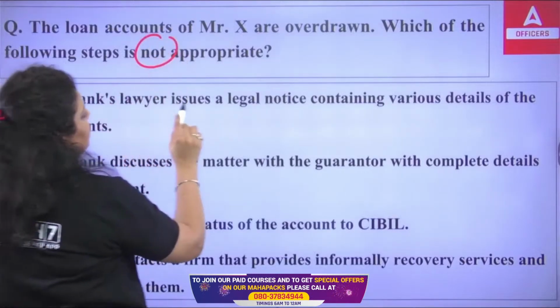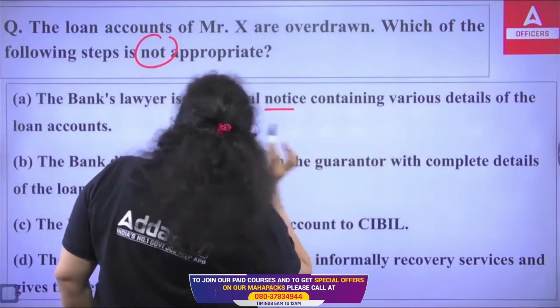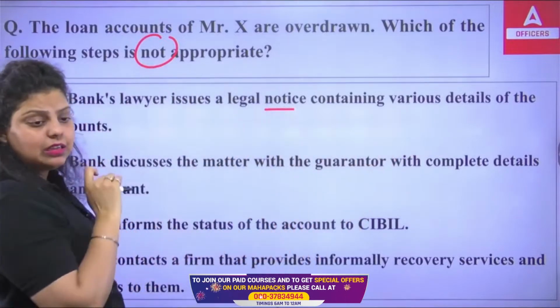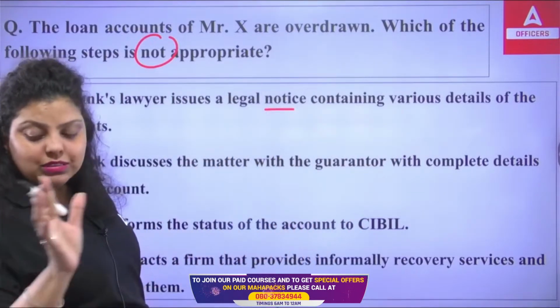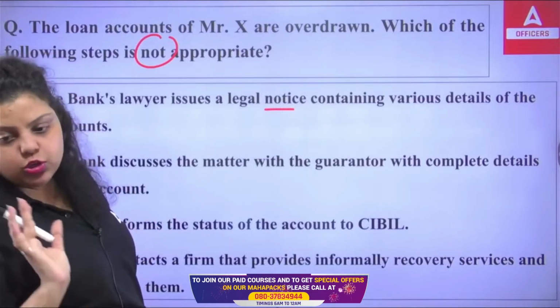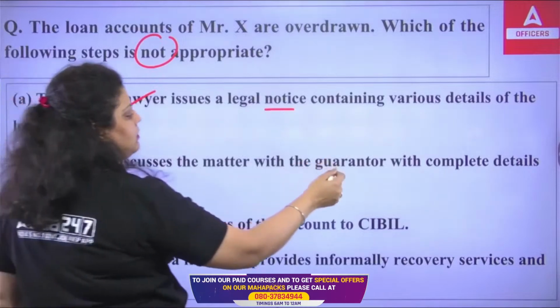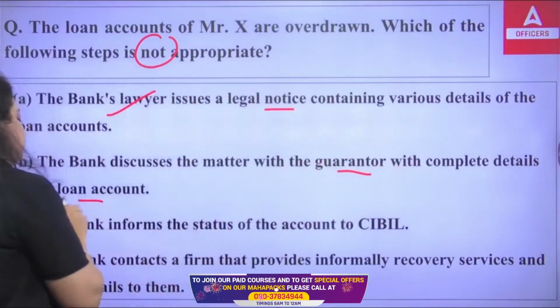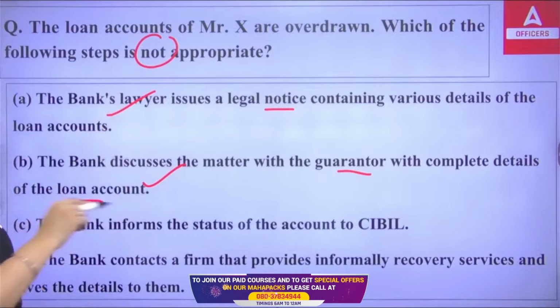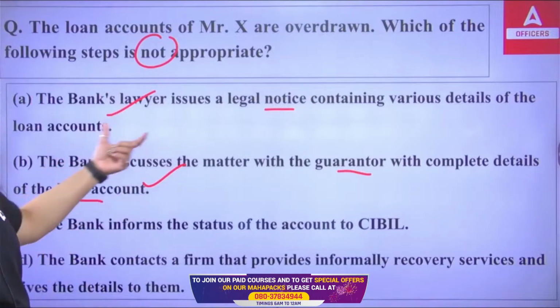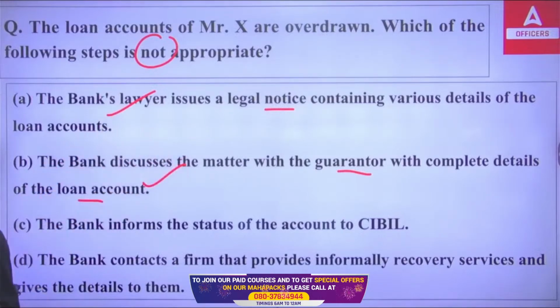First, the bank's lawyer issues a legal notice containing various details of the loan account. This is an appropriate step. Now, after seeing the overdrawn limit, you have to issue a legal notice. This is true. The bank discusses the matter with the guarantor with complete details of the loan account. This is also true. After facing the overdrawn condition, you have to talk with the guarantor about that. The bank informs the status of the account to CIBIL.